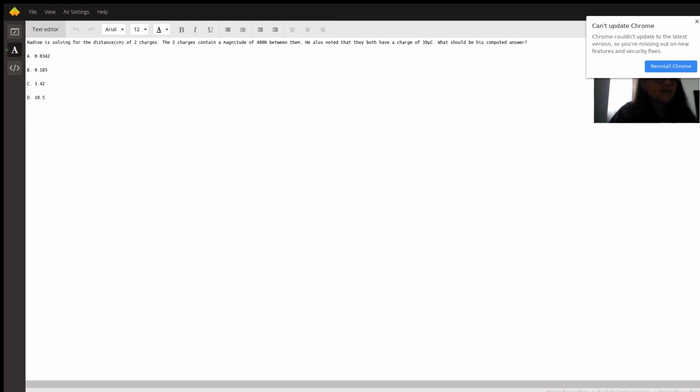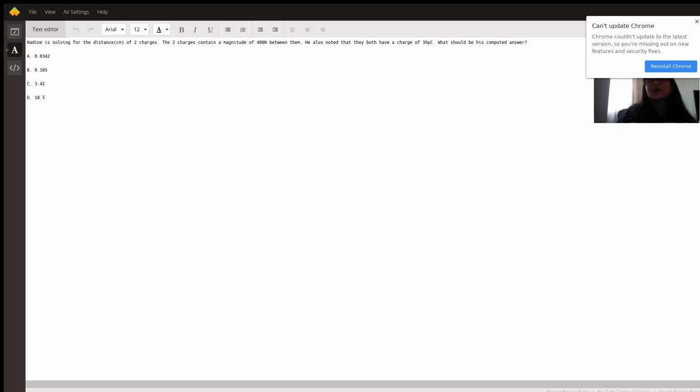So let's take a look at the question. Nadine is solving for the distance in centimeters between two charges. The two charges have a magnitude of 400 newtons between them. He also noted that they both have a charge of 39 microcoulombs. What should be his computed answer?